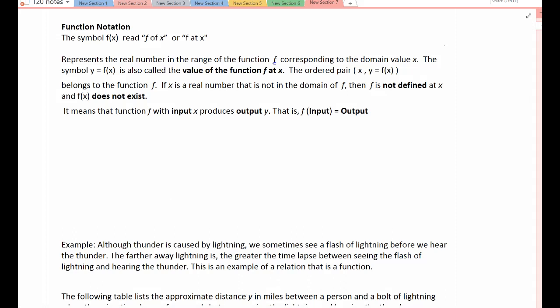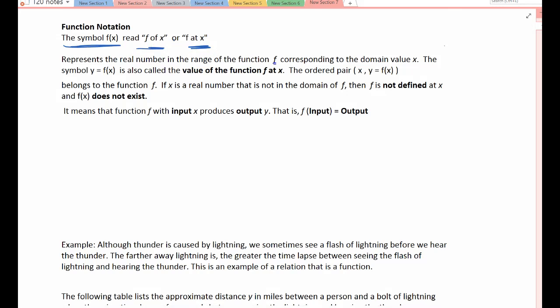So function notation, again, we typically use f of x, right? f of x is the symbol that we have here at the beginning. It's read f of x, and it could also be read as the function value at x. f at x is another way to read it.